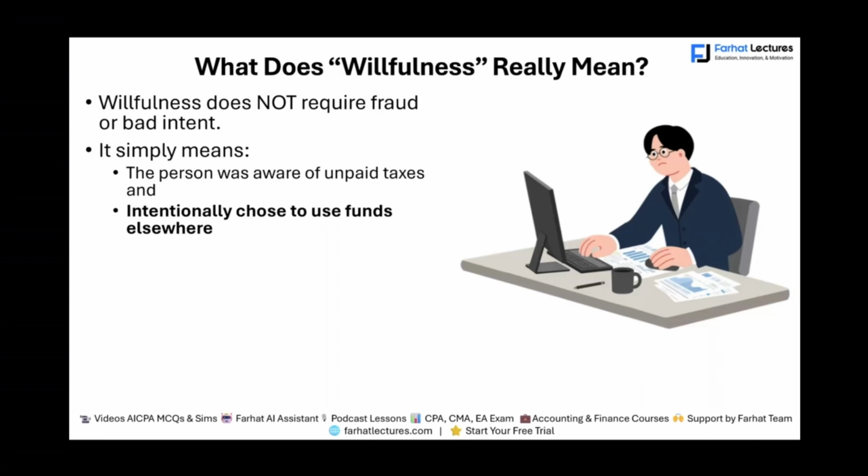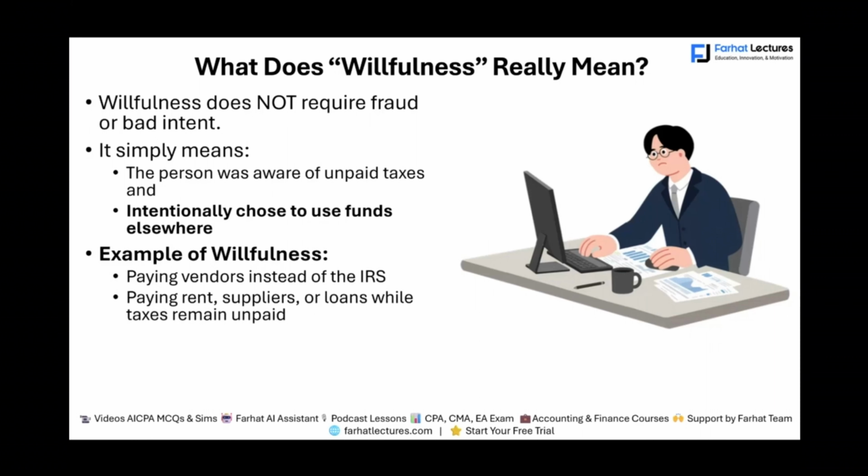Simply put, you took this money, and you know it's not the company's money. You know you're holding this as a custodian for the employees, and this is government money, you're supposed to send it. So examples of willfulness: paying vendors instead of the IRS, or paying rent and suppliers while the taxes remain unpaid because you're short on cash. So simply put, you're stealing. It's a form of theft. You are stealing the employees' money, the employees' taxes, to operate your business.